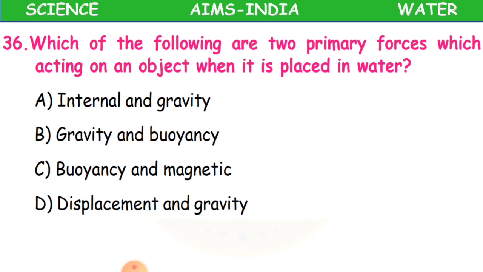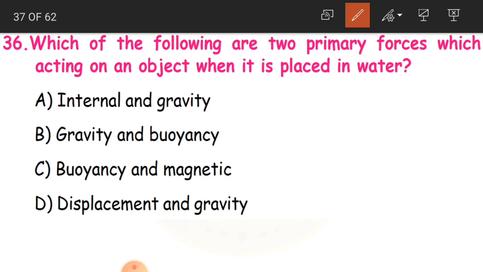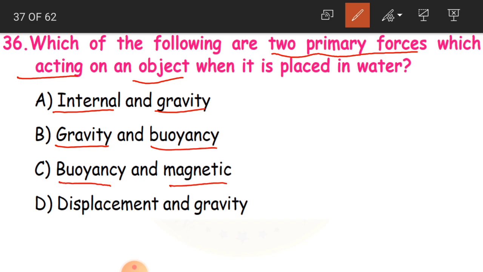is placed in water? Okay, when you place any object in water, what are the two primary forces which act on that particular object? That we have to identify. Whether it is internal and gravity, or gravity and buoyancy forces, or buoyancy and magnetic forces, or displacement and gravity forces. So what happens, children? When you place any object in the water, some are going to sink in the water and some are going to float on the water.